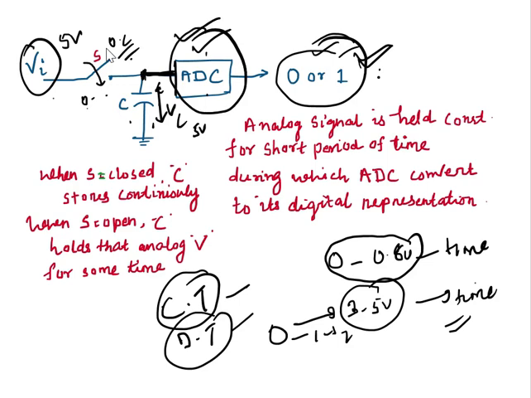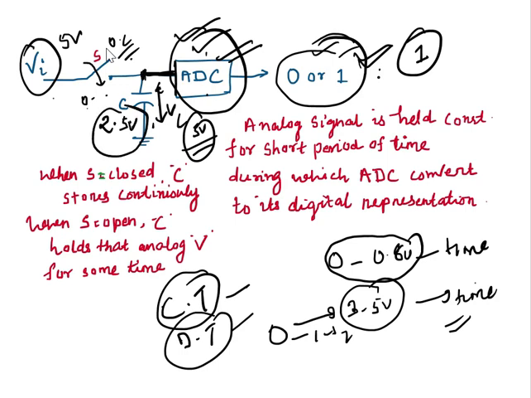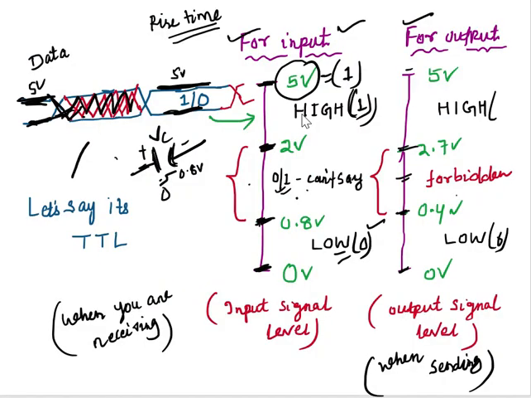That means it will convert whatever voltage is stored here. Now 5 volt is stored here. The 5 volt will be converted into a digital signal, and it will be interpreted as 1. Let's say the voltage stored was 2.5 volt when S was closed. Now S is open. Then this 2.5 volt will be converted by the ADC and it will be interpreted as 1. Why will it be interpreted as 1? Because here 2 to 5 volt will be considered as 1, so 2.5 volt.